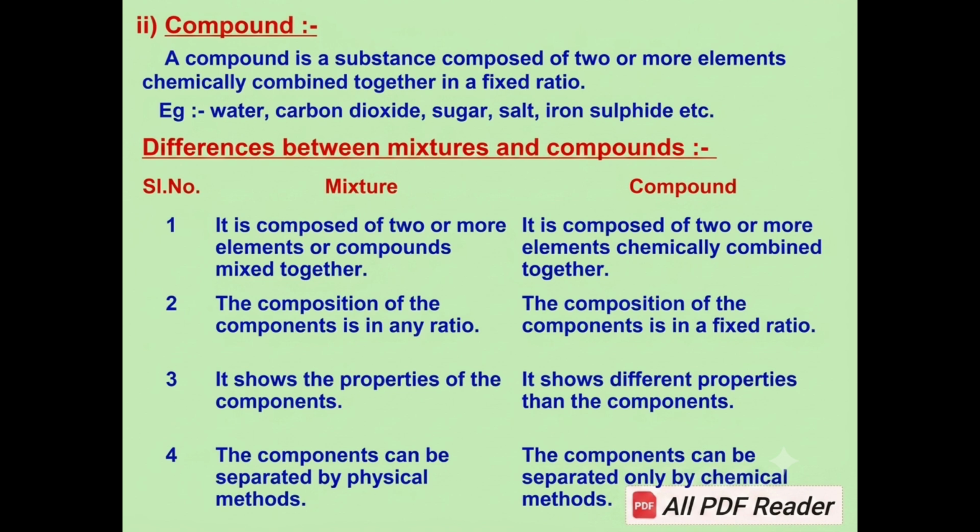Let us see different types of mixtures. Already I told you, mixtures are of two types: homogeneous mixture and heterogeneous mixture. Homogeneous mixture means the substances are uniformly distributed throughout it. Heterogeneous mixture means the substances are not uniformly distributed. Salt in water and sugar in water are homogeneous mixtures. Sand in water and iron plus sulfur are heterogeneous mixtures. Let us see about these mixtures clearly.